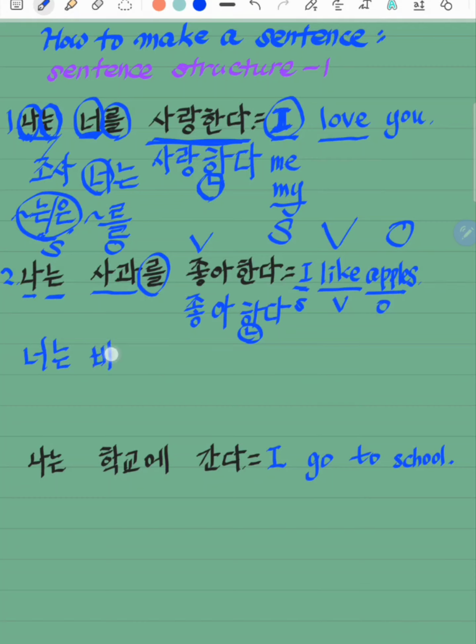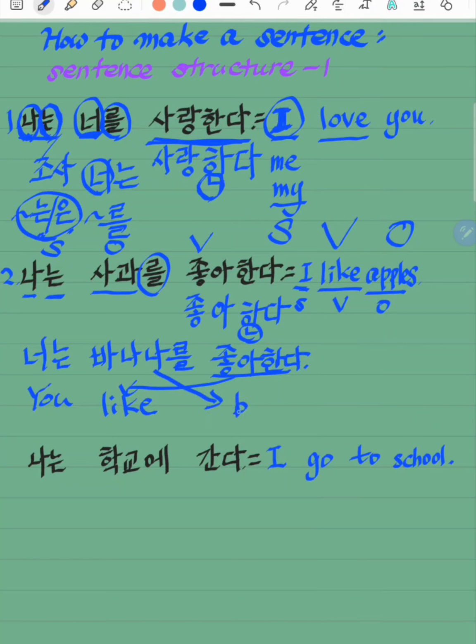Can you read it? 바나나. It's banana. 바나나를 좋아한다. It makes you like bananas. You like bananas.